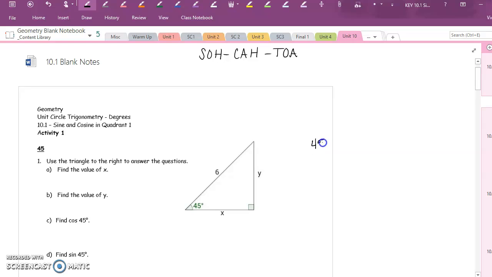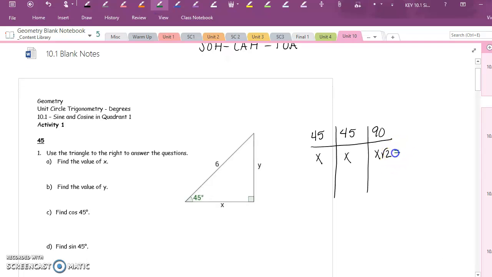So I'm going to set up my 45, 45, 90 chart. So we have x, x, x square root 2. 6 is along the hypotenuse, so I'm going to set x root 2 equal to 6. And we're going to have to solve for x. So I'm going to divide each side by root 2. It cancels on the left, but it does not on the right, so we're left with x equals 6 over root 2. I have to rationalize the denominator, so I'm going to multiply the numerator and denominator by root 2.